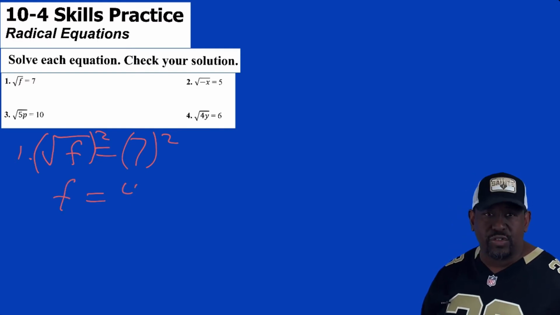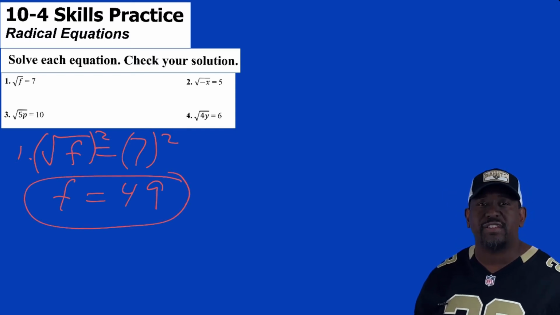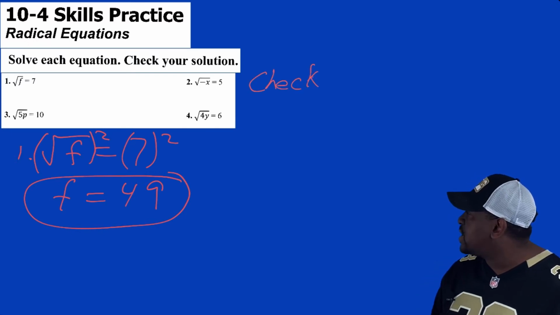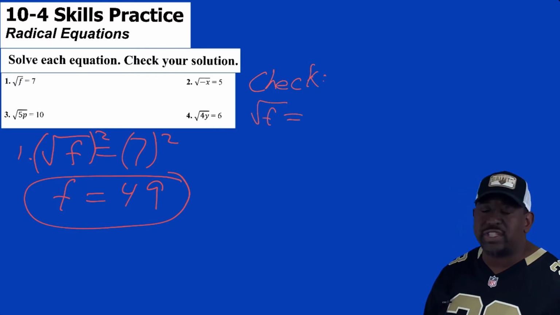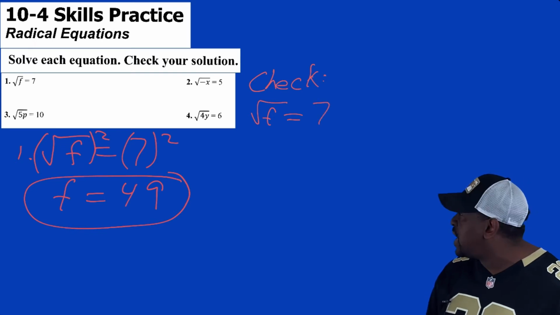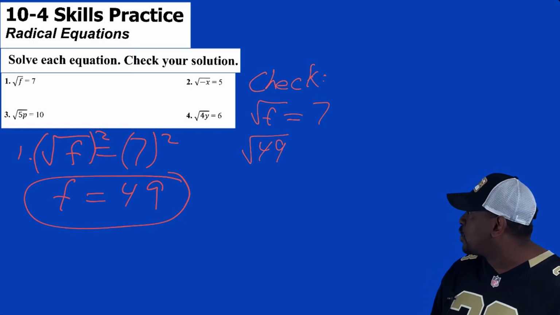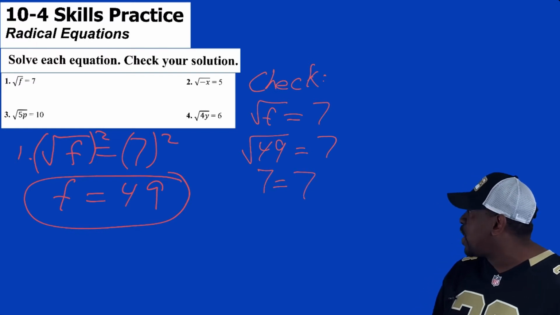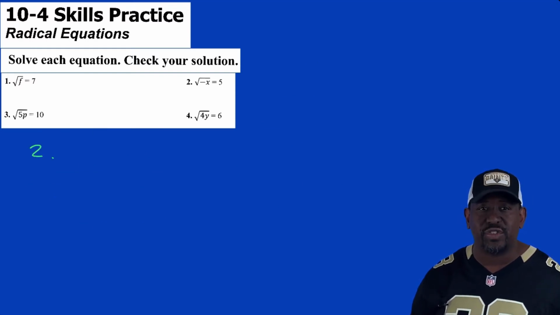The left side gives you the variable we're solving for, f. 7 times 7 is 49, so f is 49. So that's a really simple radical equation. You check by writing the original equation, the square root of f equals 7. We substitute our value 49 into f, and we check to make sure both sides of the equal sign are the same. So the square root of 49 has to equal 7. That does equal 7, so we write 7 equals 7. We circle that. That lets us know that the value of 49 is a correct and valid solution for f.